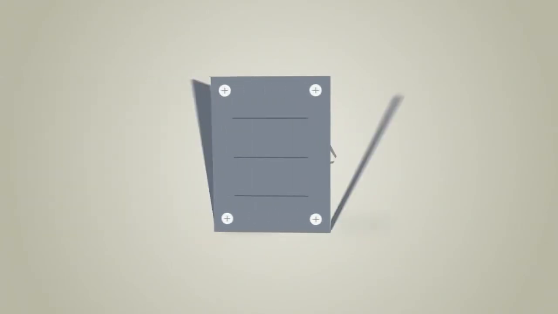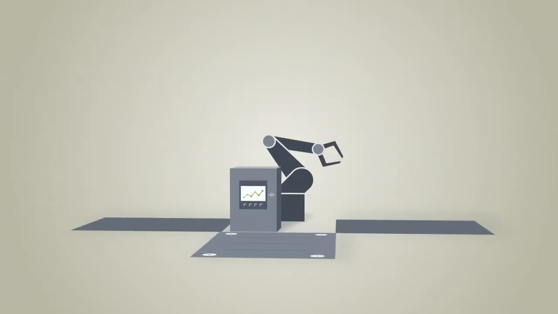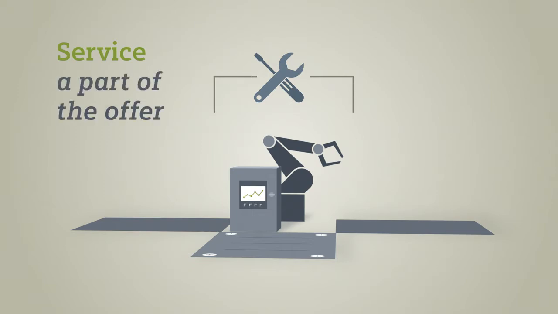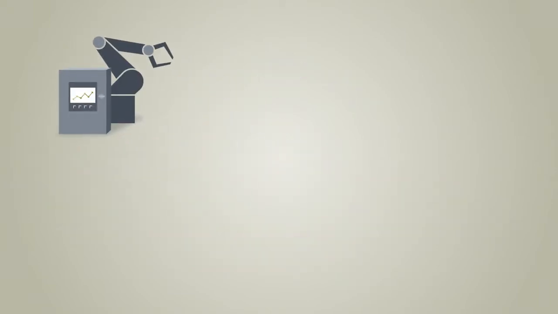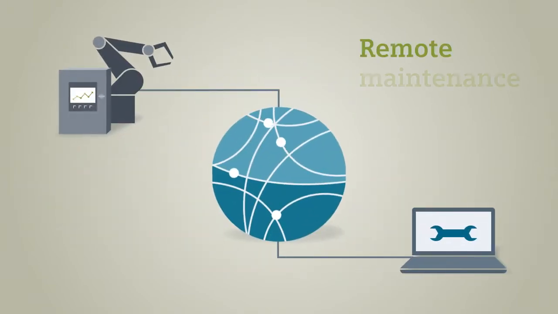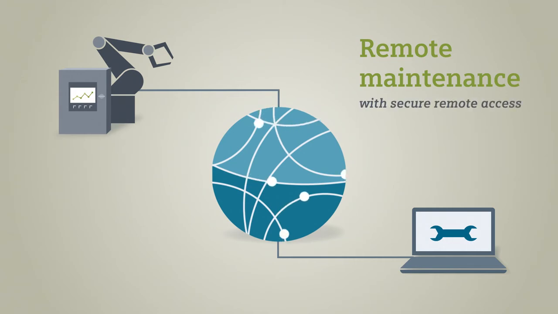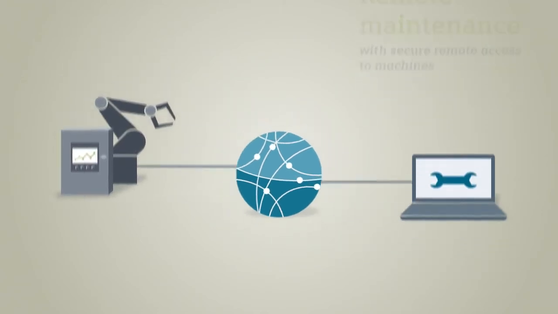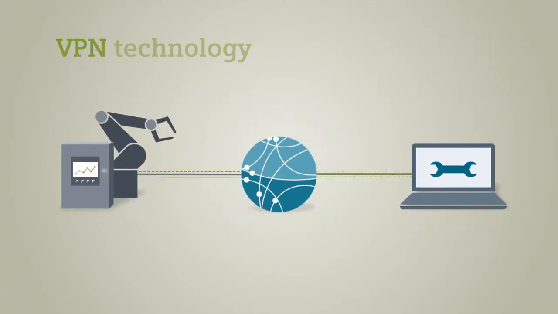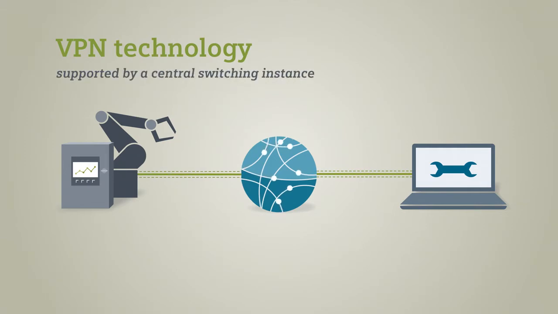In plant and mechanical engineering, especially for series machine manufacturers, servicing the delivered machines is often included in the offer. In order to reduce costs, this service is nowadays mostly realized via remote maintenance with secure remote access to the machines on site. VPN technology, supported by a central switching instance, is particularly suitable in this case.